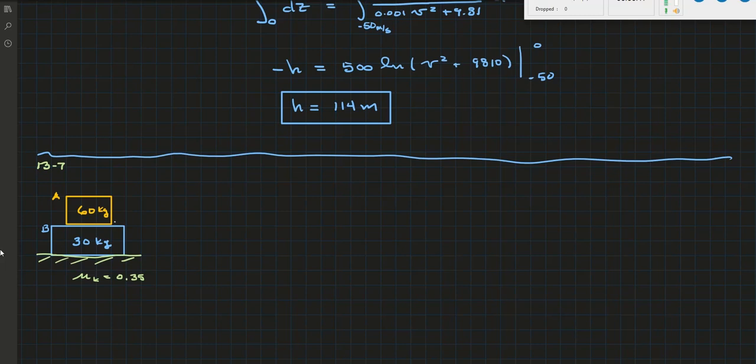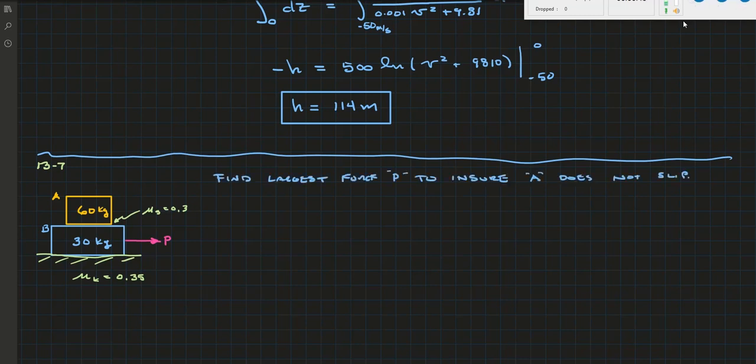Up here, the coefficient of friction between the two blocks is 0.3, and this is actually a static coefficient of friction, whereas this down here is the kinetic coefficient of friction, because we're going to pull this block along here with force P. So we're going to find the largest force P we can get away with, but ensuring that block A does not slip.